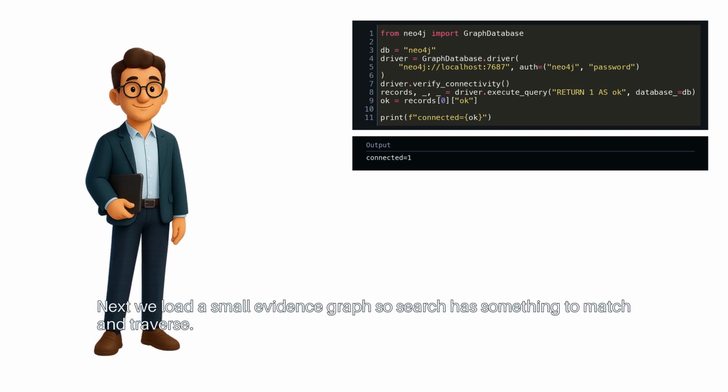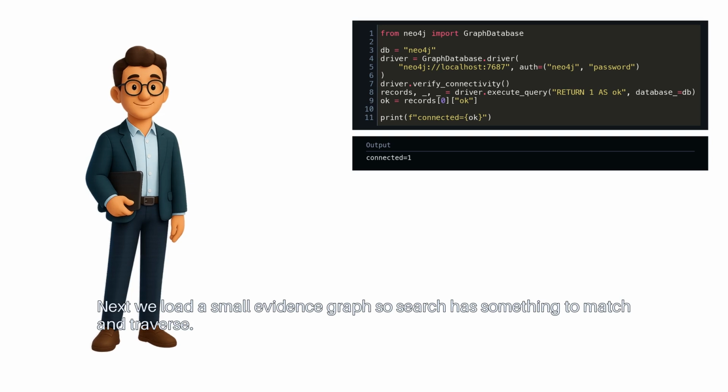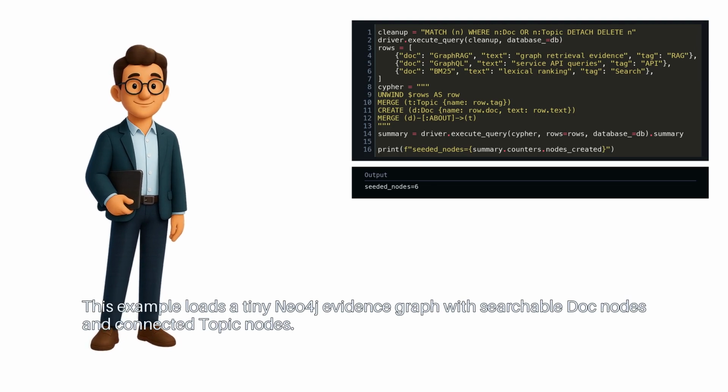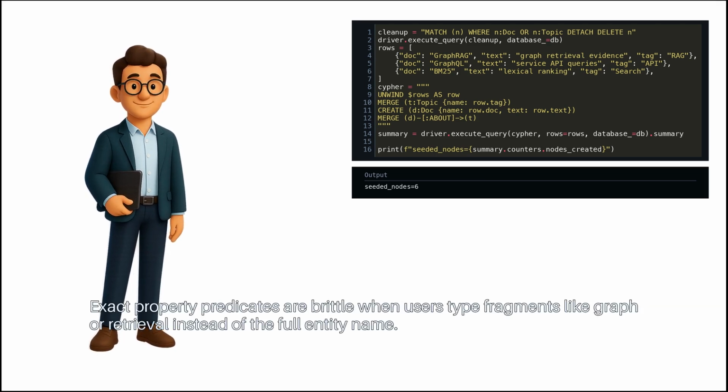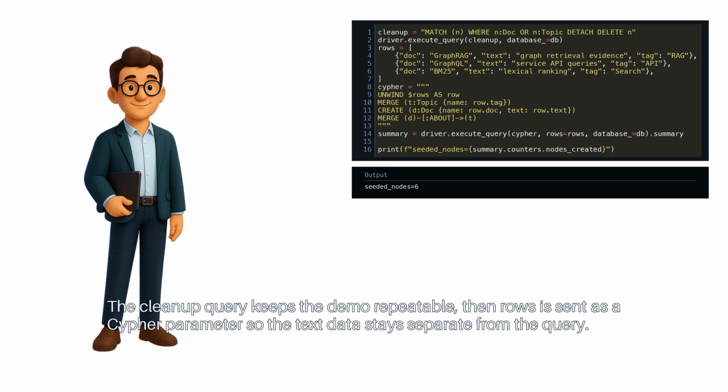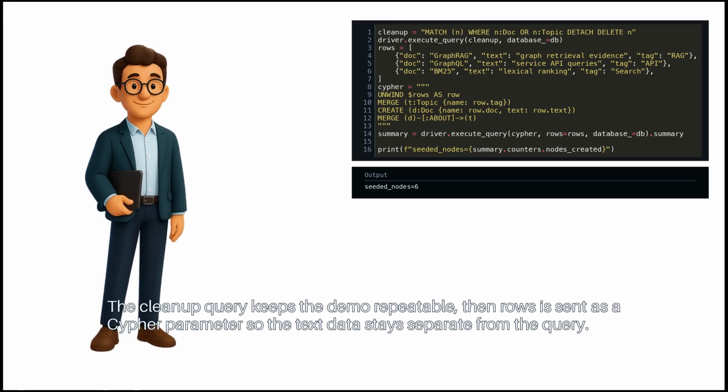Next, we load a small evidence graph so search has something to match and traverse. This example loads a tiny Neo4j evidence graph with searchable doc nodes and connected topic nodes. Exact property predicates are brittle when users type fragments like graph or retrieval instead of the full entity name. The cleanup query keeps the demo repeatable.